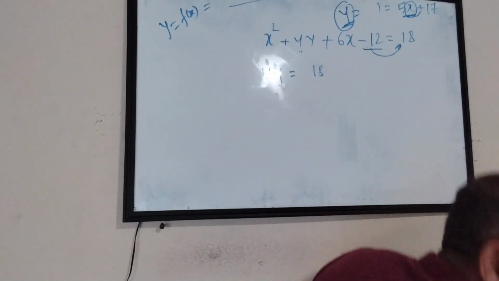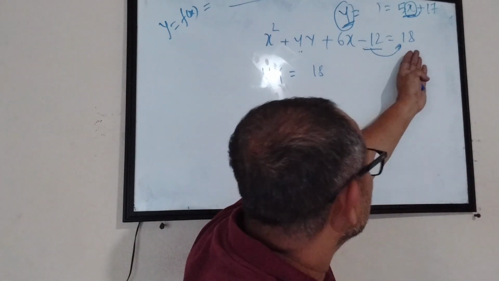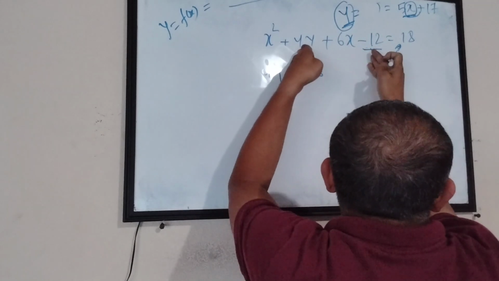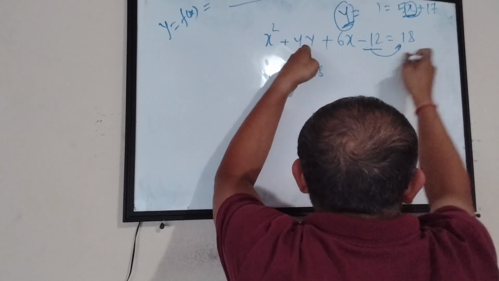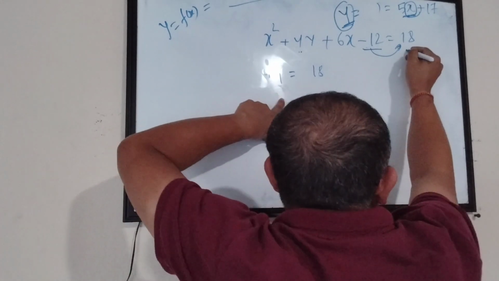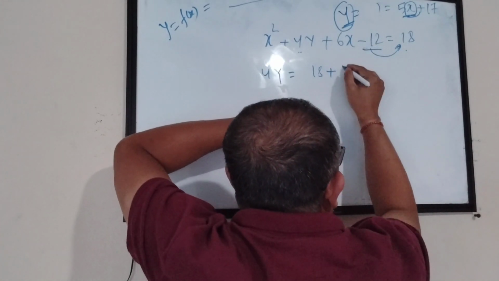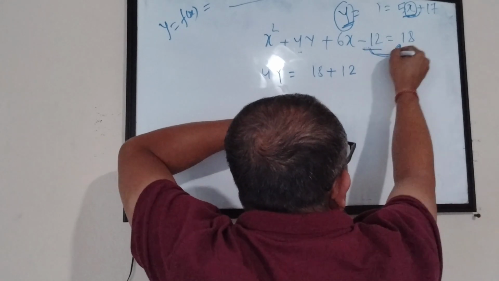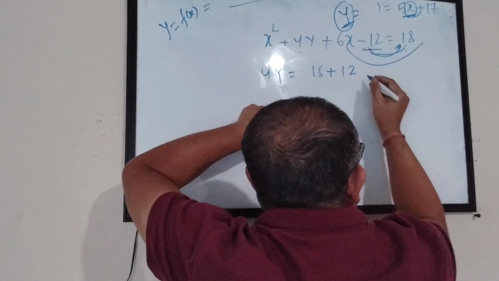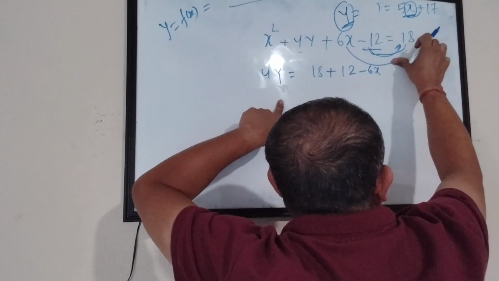Wouldn't 18 become negative because it's going to a different side? No, 18 is not changing. See, I'm keeping y on this side. I'm only moving this. Oh, I get it, yeah. Now I'm moving everything from here to here except 4y. So 18 remains 18. 12 was minus, so minus becomes plus. Now 6x is plus. Moving it here becomes minus 6x, because plus becomes minus, minus becomes plus.